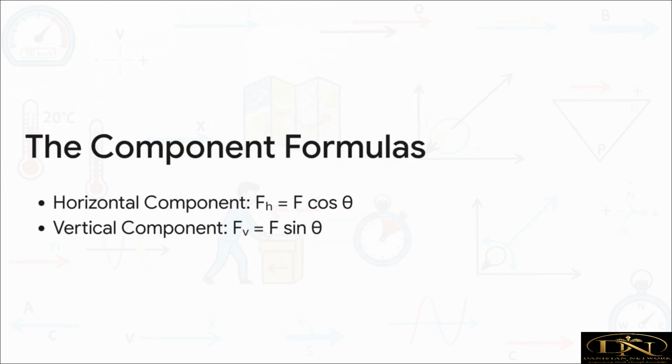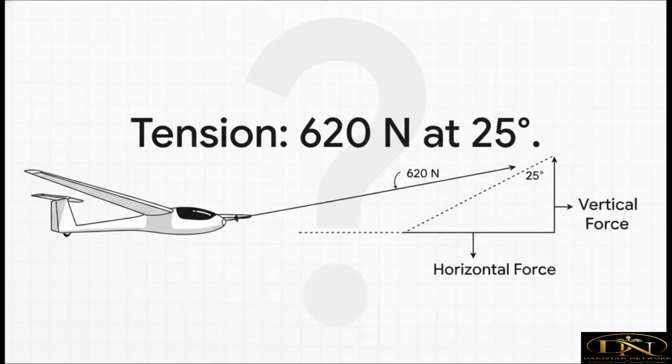So how do we figure out the size of these components? Well, once again, it all comes down to simple trigonometry on a right-angled triangle. The horizontal component is the magnitude of the vector, F, times the cosine of the angle. And the vertical component is F times the sine of the angle. These are your essential tools for this job. Let's apply this right now.